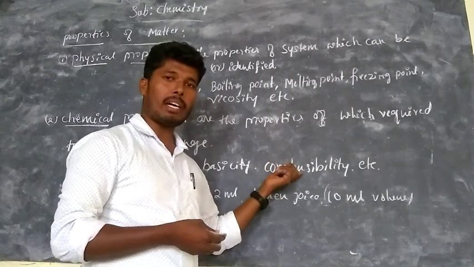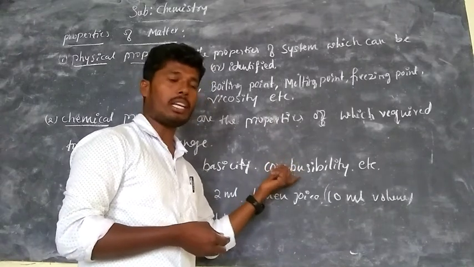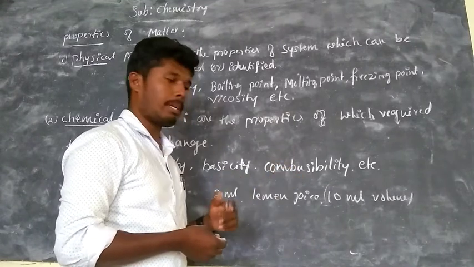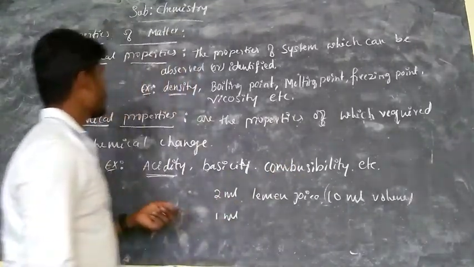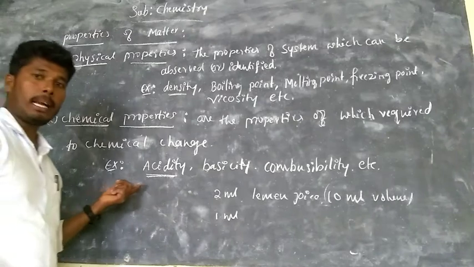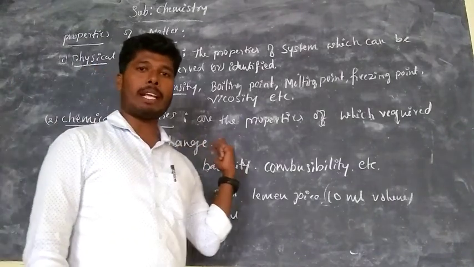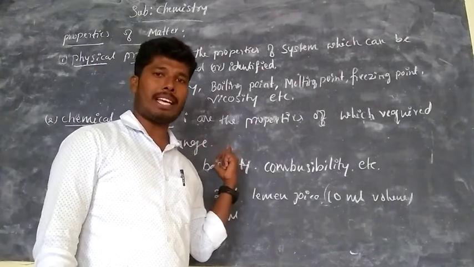Compressibility means it burns, combustion, what we call burning, that is called compressibility. This is the properties of system, that is physical property and chemical property. After knowing the properties, we are going to discuss some SI units.